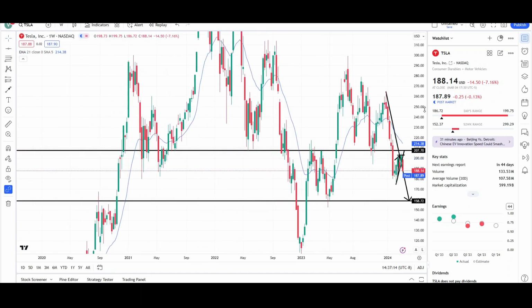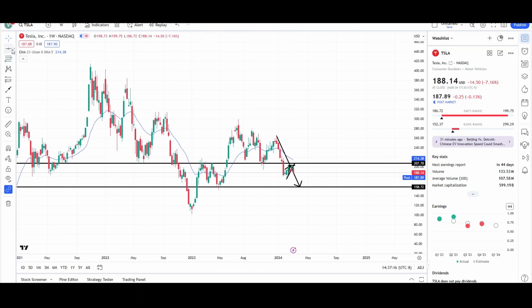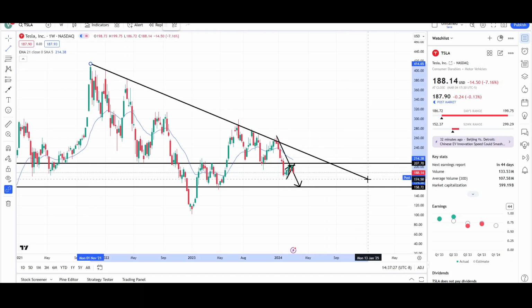Now looking at the weekly chart, overall it's very bearish. Well, I wouldn't say it's very bearish, but it's definitely bearish. It's been trending down since November of 2021. So this November would be 3 years of a bear market. We have had rallies in this bear market, but overall it's a bear market.